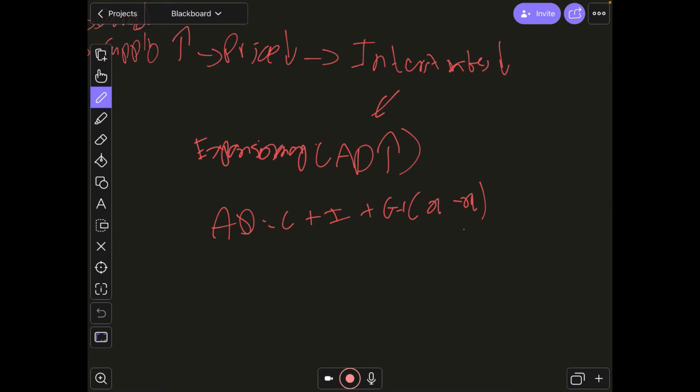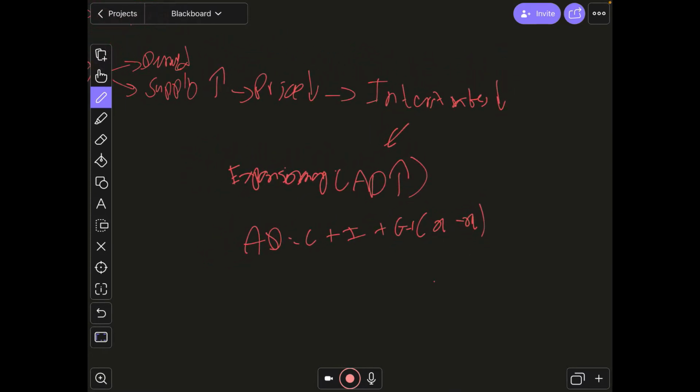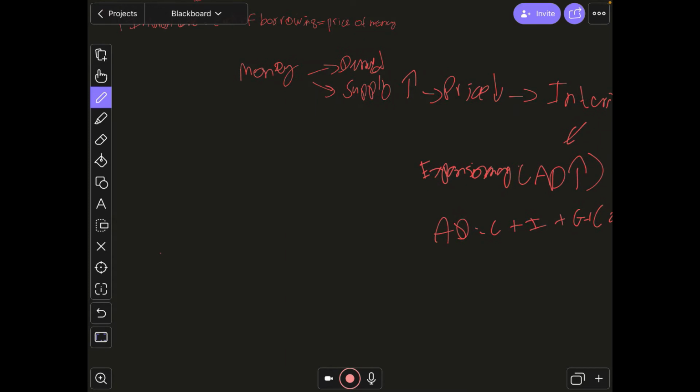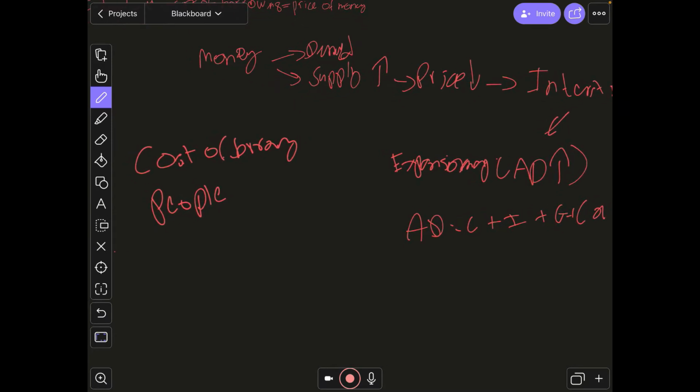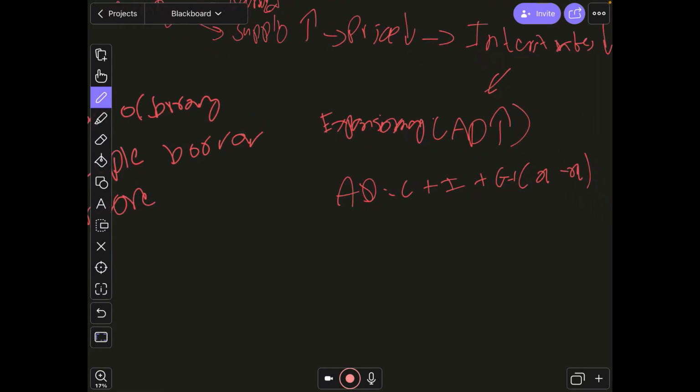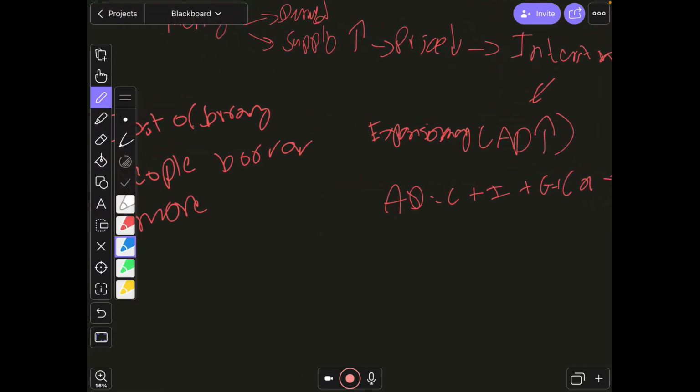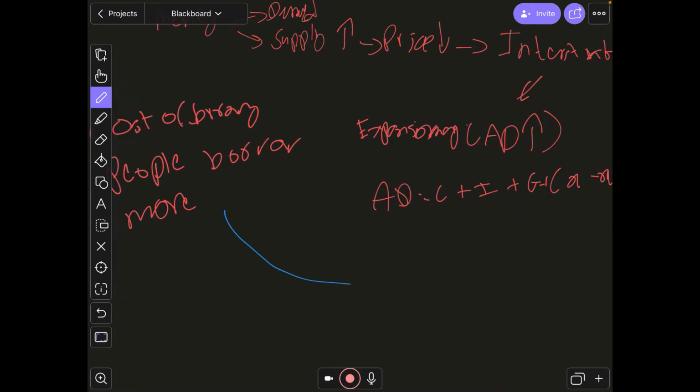So if the interest rates go down, then first of all, the cost of borrowing goes down according to the definition, right? The cost of borrowing goes down, people borrow more money, since they now have to pay back less money to borrow more, and so people borrow more. Hence, consumption goes up, right? People borrow more, consumption goes up, which is also a component of aggregate demand. So C goes up in aggregate demand.